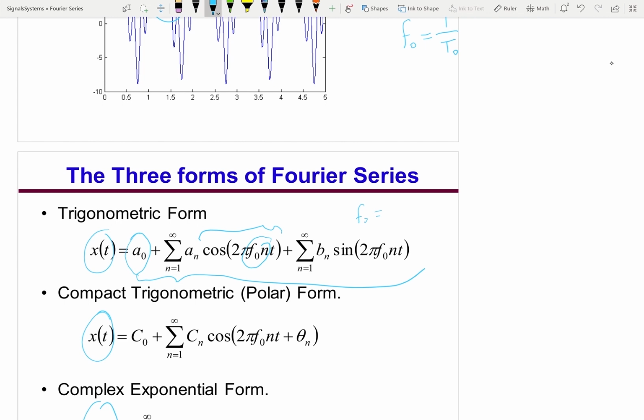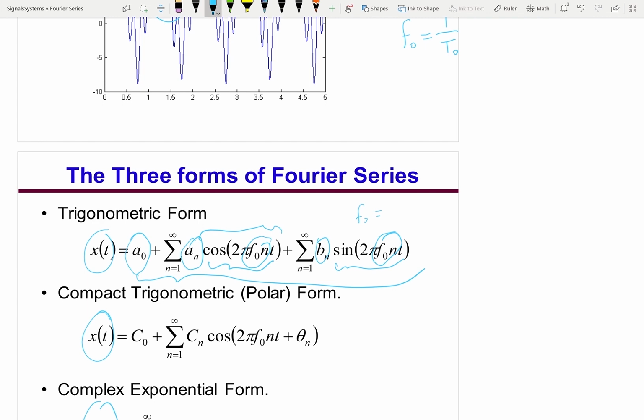And every cosine has a different amplitude, a_n, plus another sinusoidal, a sine wave, again with different harmonics or different frequencies and different amplitudes. And we call this the trigonometric form.